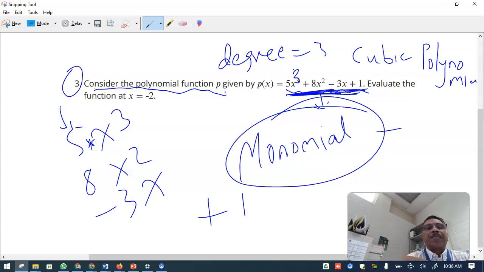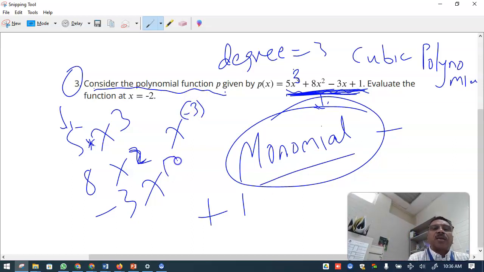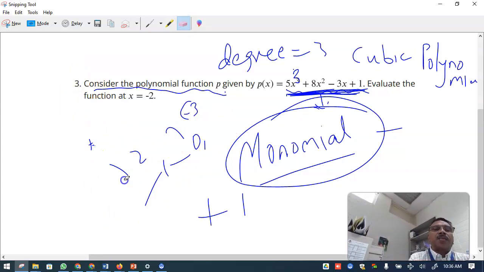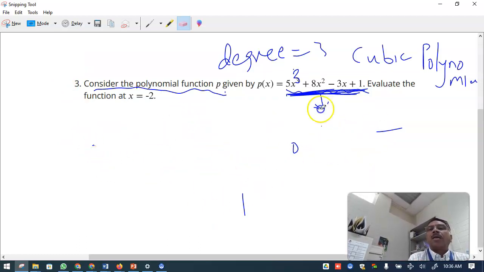That's all it is. But when you talk about the variable, it should be only x, not x raised to minus 3 and those kinds of things. You can't have expressions with negative exponents. So for a monomial, the exponent has to be an integer: 0, 1, 2, 3. I just want to make sure we understand what a monomial means, and then you combine as many monomials as you want and you get a polynomial.